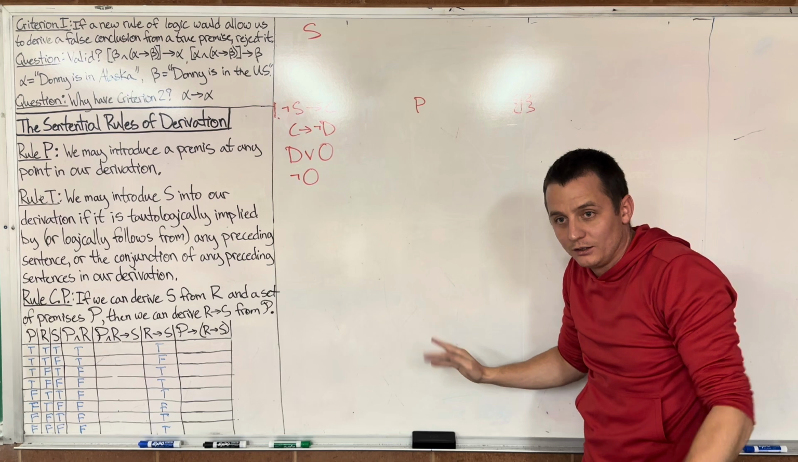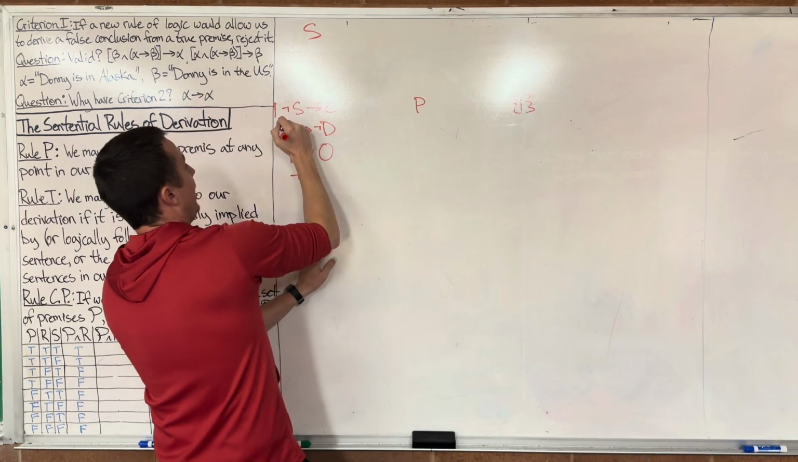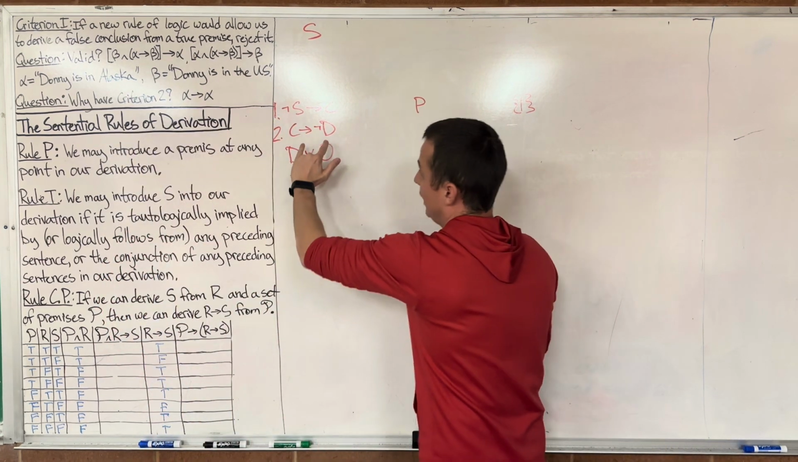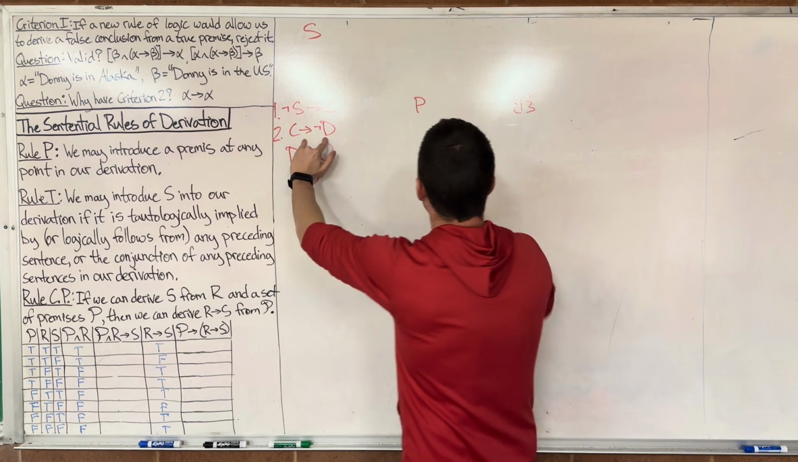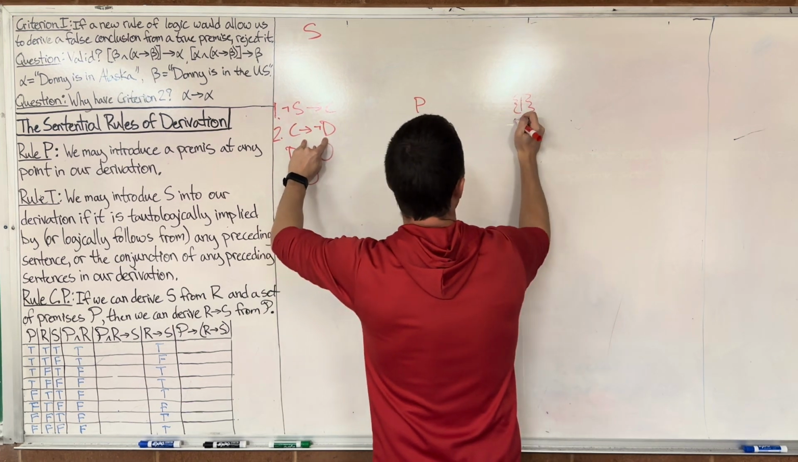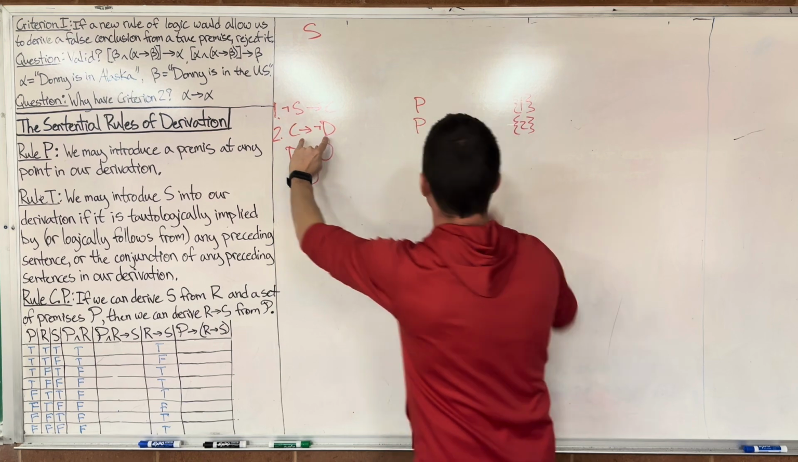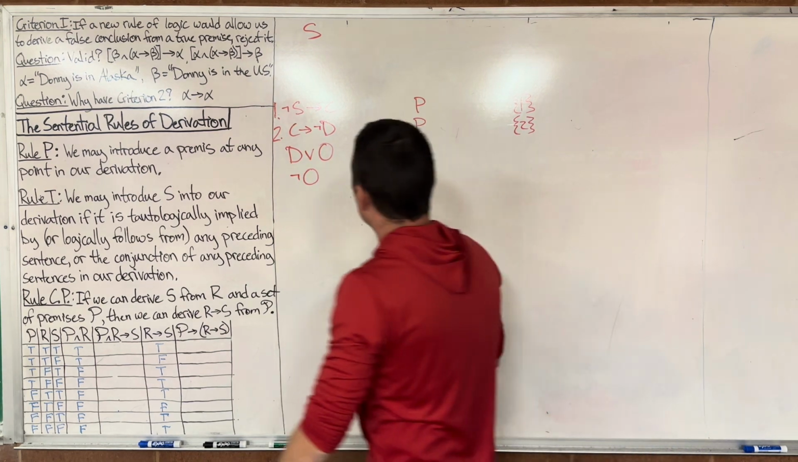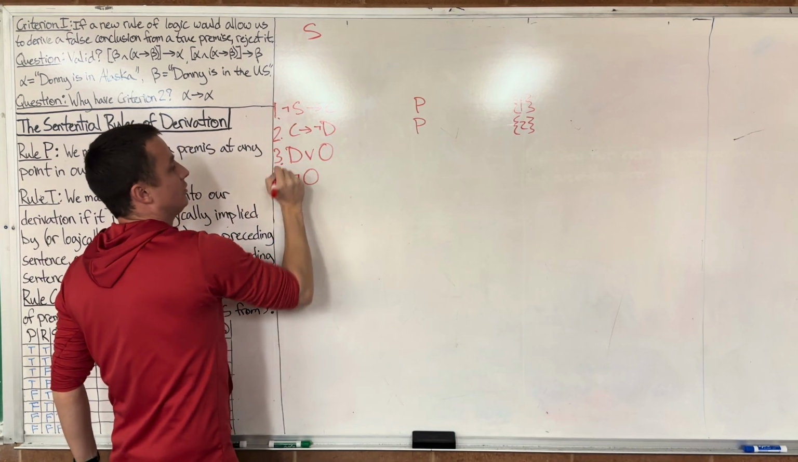I know, mind-blowing. Let's try the next one. So now, as my second line in my derivation, I'm going to introduce this premise. I'm using rule P to do that. This only depends upon itself for its truth or falsity. Similarly, I'm going to introduce my third premise, this.